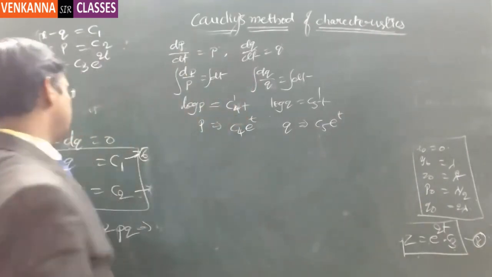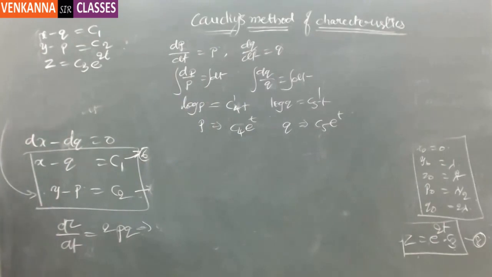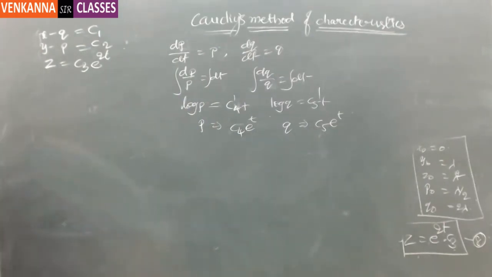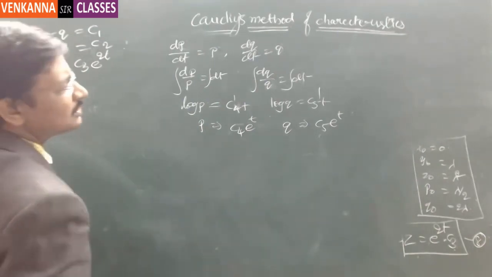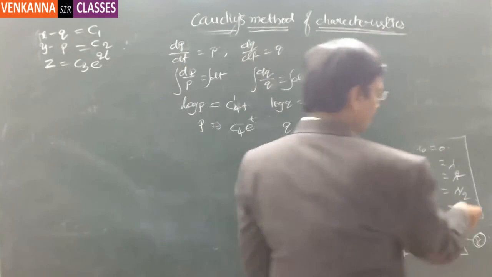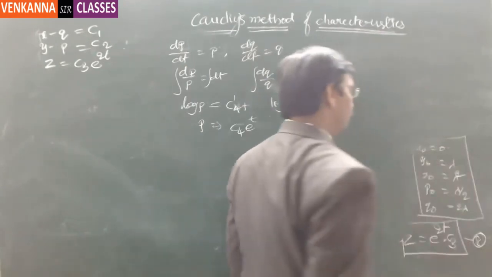So these are the characteristic equation solutions which we have got. And for this actually, the initial conditions, what we have got is x naught equal to 0, y naught equal to lambda, z naught is equal to lambda square, p naught equal to lambda by 2, and q naught is equal to 2 lambda.